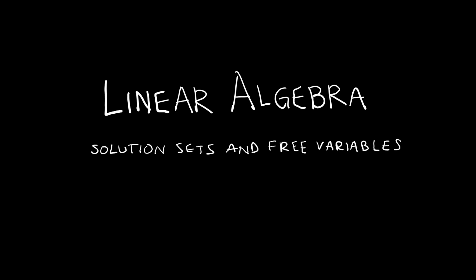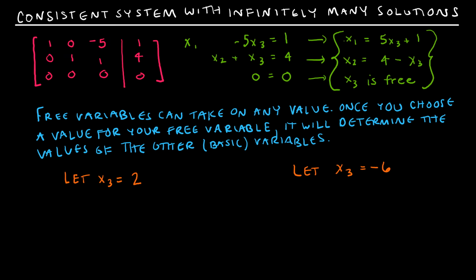So let's talk about what happens when that is not the case. So we have here solution sets and free variables. Again, we're focusing now on a consistent system, meaning yes, there is a solution, but we have infinitely many solutions. So let's talk about what that means. What I have here is a matrix that's already in echelon form, not reduced row echelon form, because obviously I have some values here that are not zeros, but it's in echelon form, and that's okay.